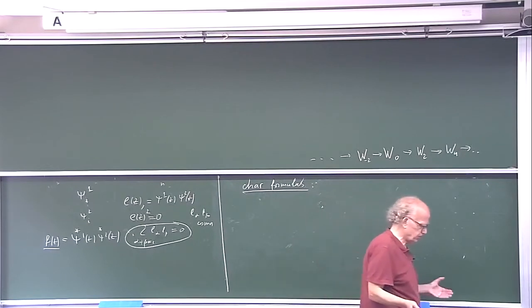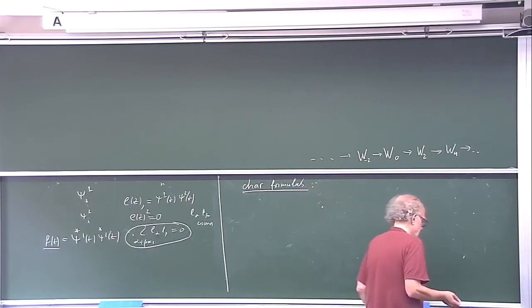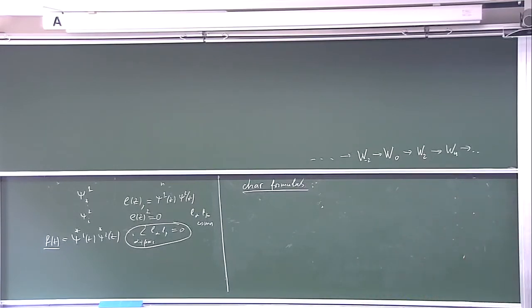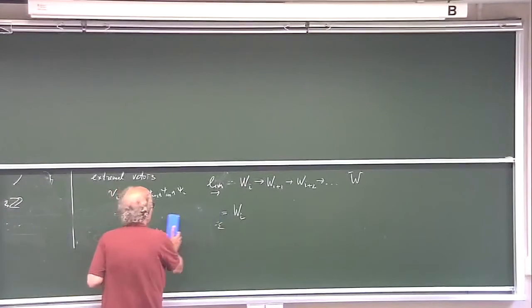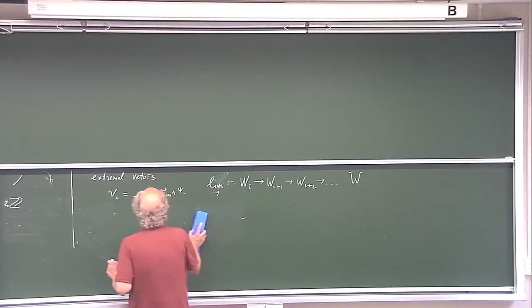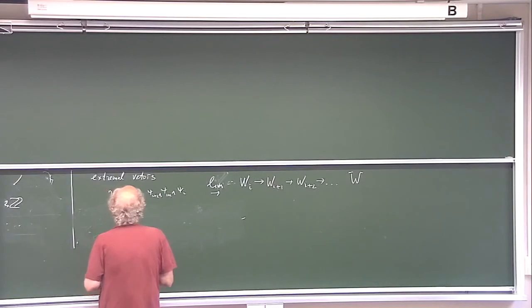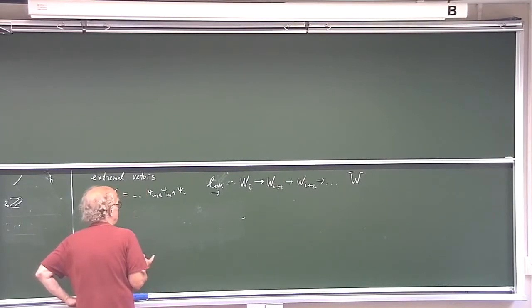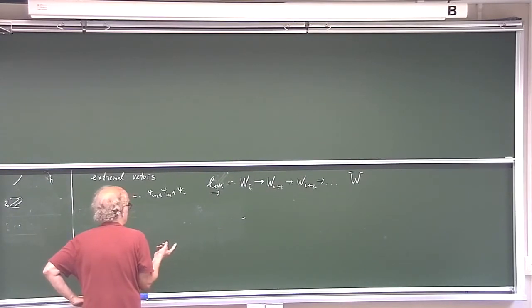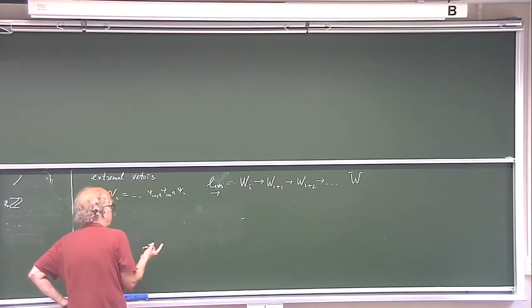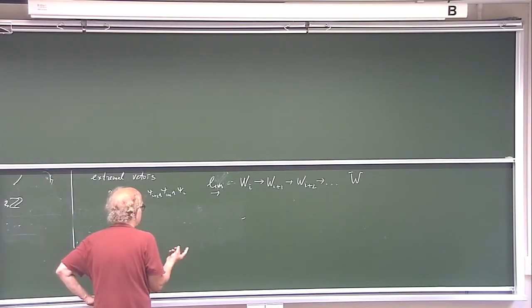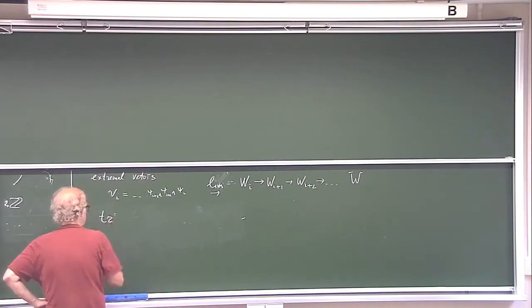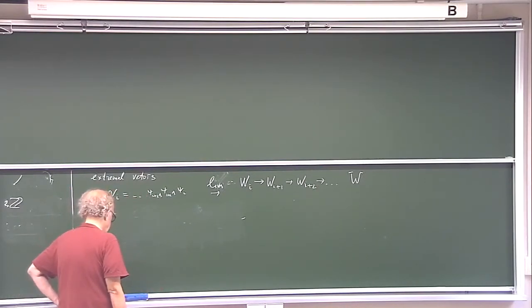For character formulas, it means what? That suppose we are talking about this space. Then here it is a semi-infinite space, and if I want to have a character, character is the trace of some operators acting here.